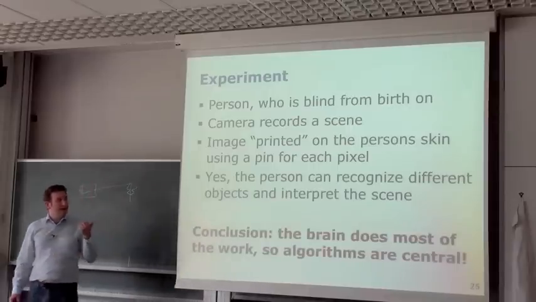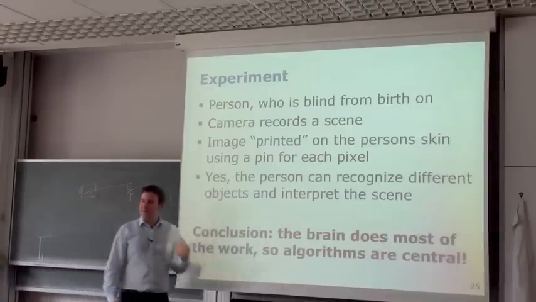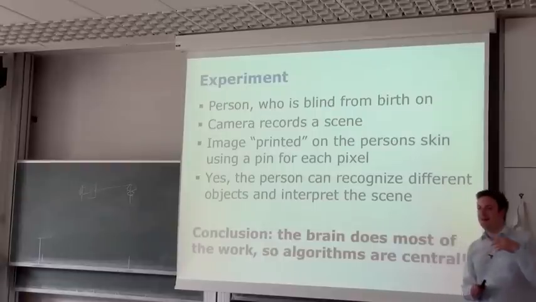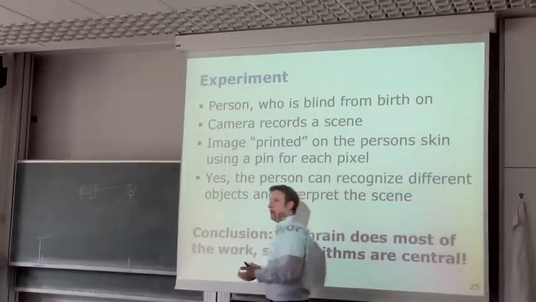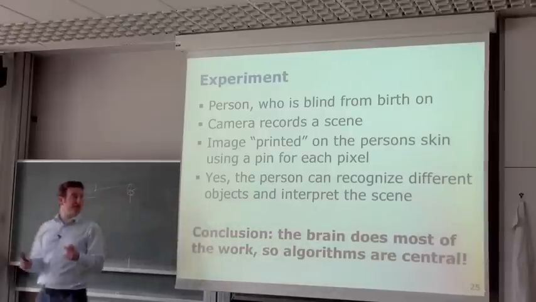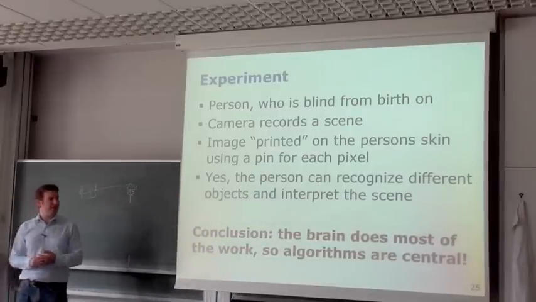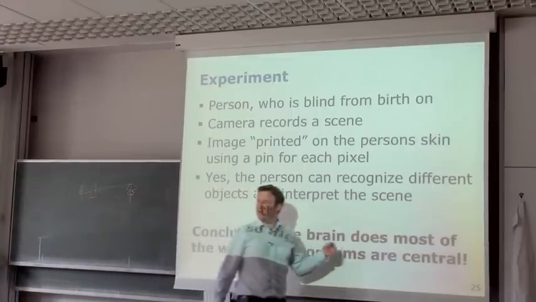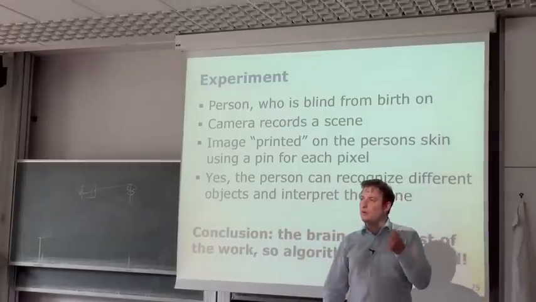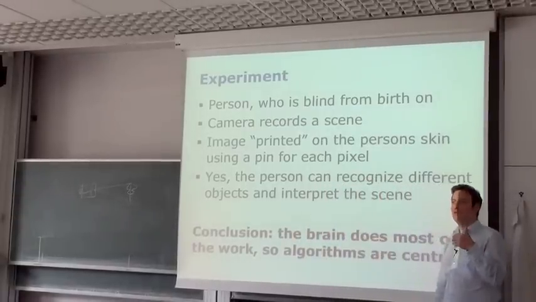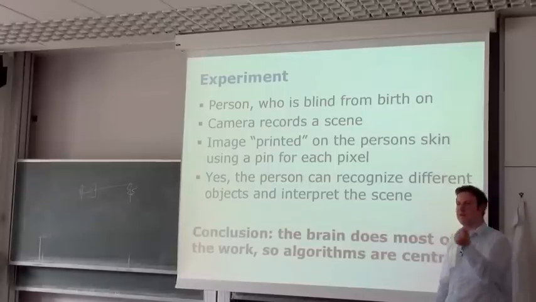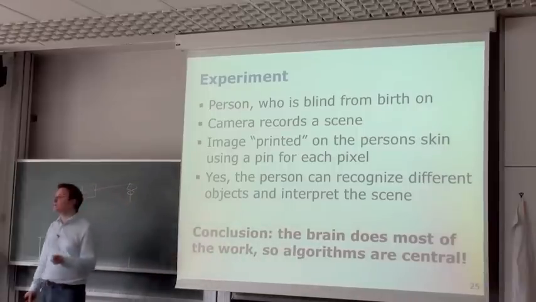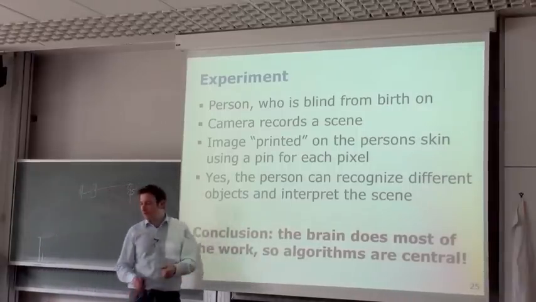We can actually show that the person can recognize, for example, different objects or interpret the scene, but with very little training. And this shows that the eyes, although they're very, very good cameras, and the cameras that we have nowadays, at least in most of the cases, cannot compete with our eyes, the brain still does most of the work. And this is also one reason why algorithms are so central in photogrammetry, because we have cameras, we have images, but the difficult task is often not obtaining those images, but actually making sense of those images. So developing algorithms which can, for example, interpret those images. This is a very central point here.